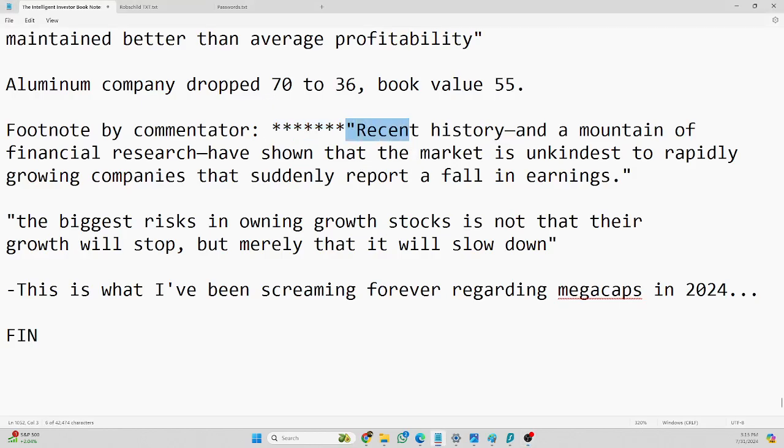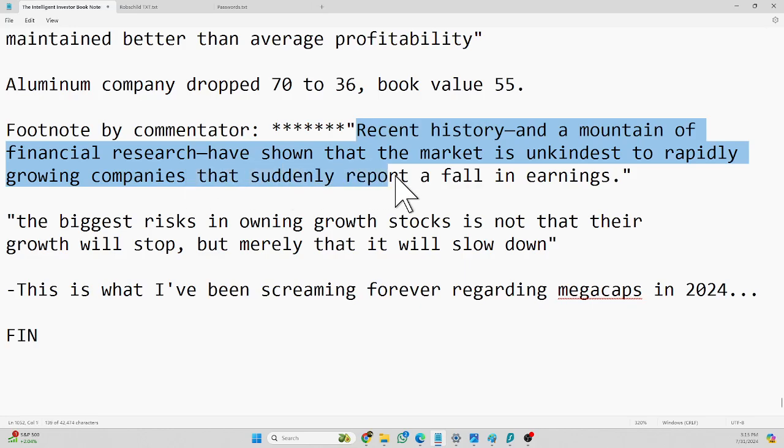So I'll quote what he said: "Recent history and a mountain of financial research have shown that the market is unkindest to rapidly growing companies that suddenly report a fall in earnings." Can you believe how applicable that is to today, with Microsoft, Nvidia, AMD, these companies that have had enormous growth, and then all of a sudden one report is lower than another enormous giant leap in earnings, and then the prices start collapsing. It's pretty easy to see that one. It's been easy to see that one coming for forever now.